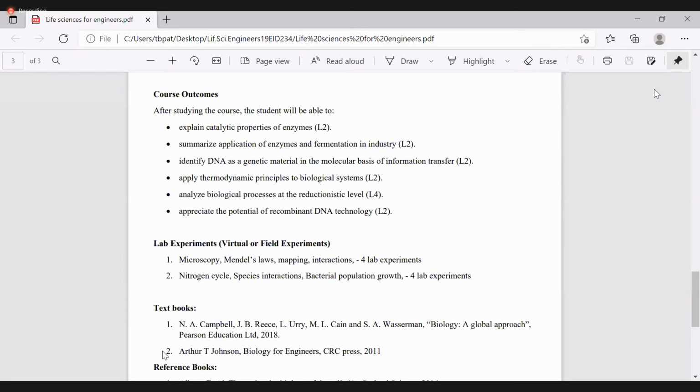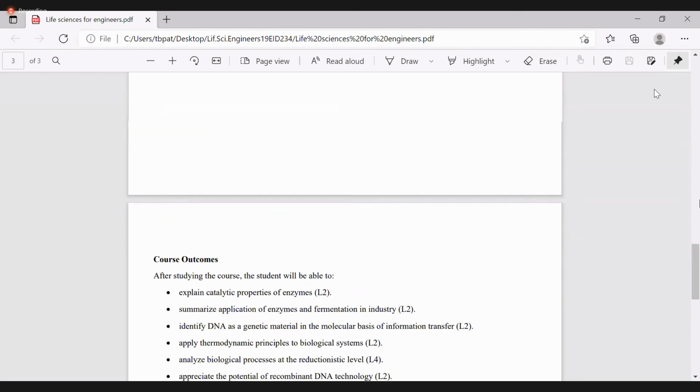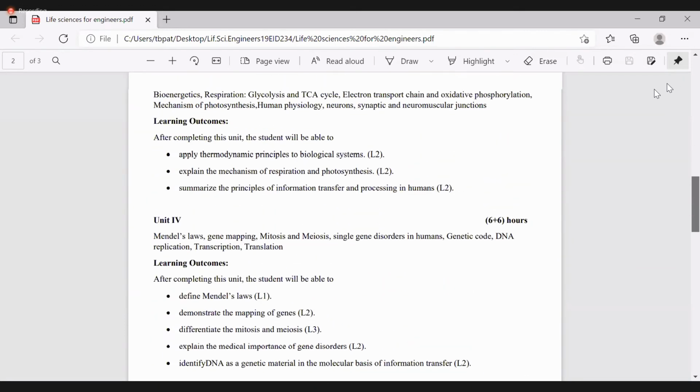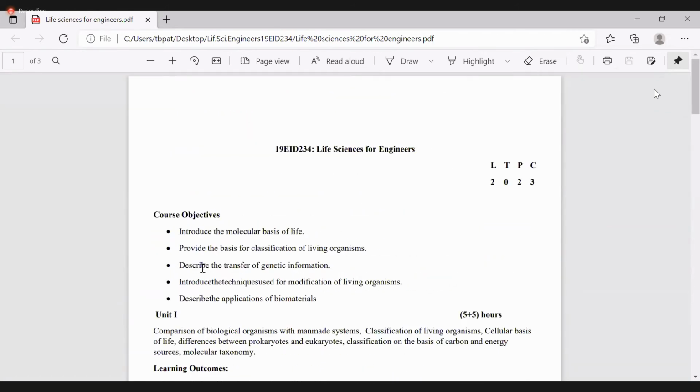Okay, I will explain it later on. These are our labs. Some are virtual, and some are field work. Next is our syllabus, 2 lectures.